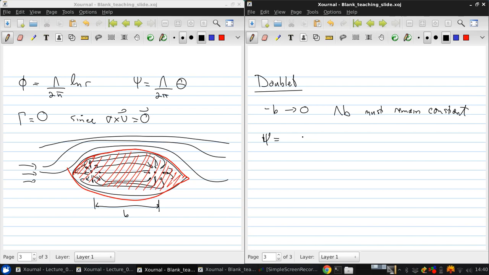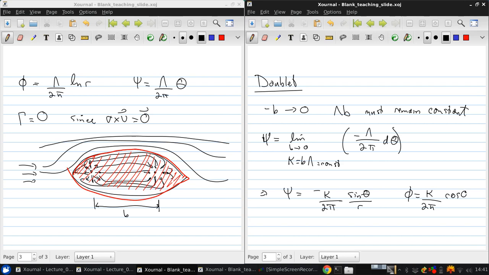Then we get that the stream function will be the limit as b tends towards zero of kappa equals, we'll use kappa for the strength times the separation distance, and this is being held constant as b tends towards zero. This is the stream function for the source or sink, and the derivation for this in full is in the text, but the result is that we get a stream function like this: minus kappa over 2 pi sine theta over r, and phi, the velocity potential, is kappa over 2 pi cos theta over r.